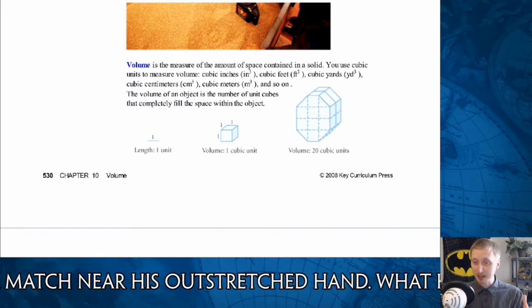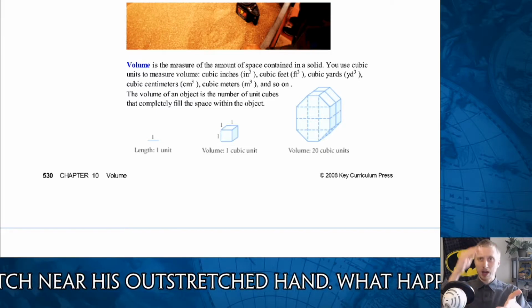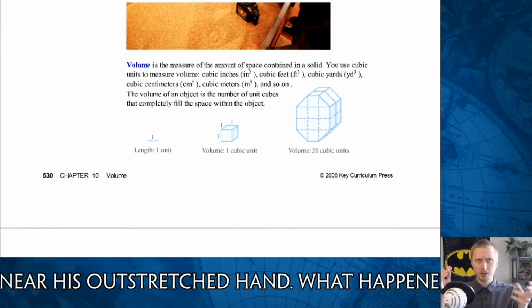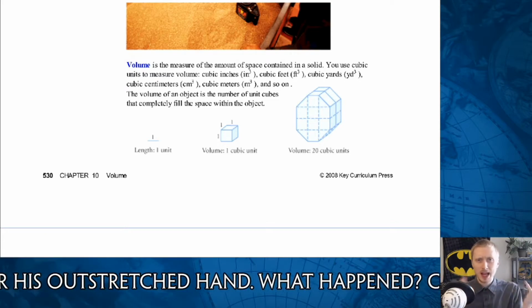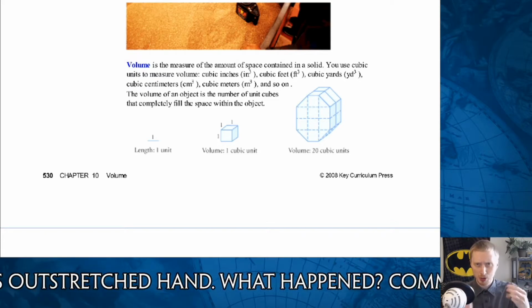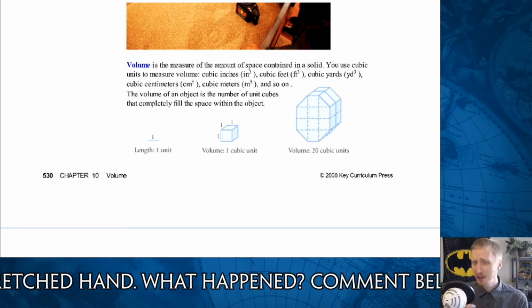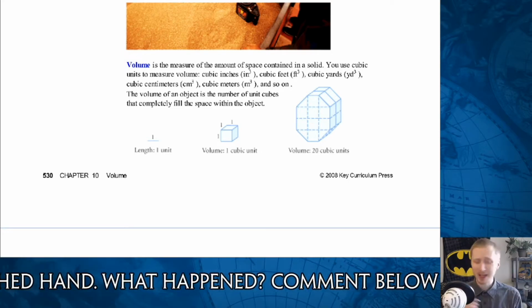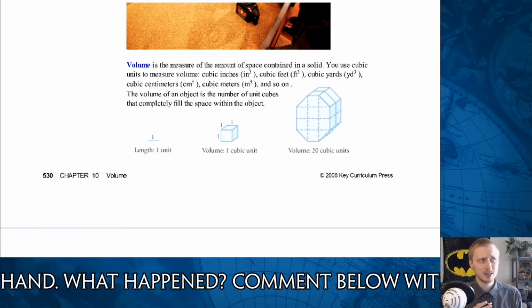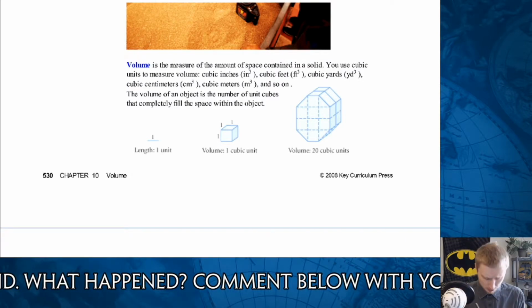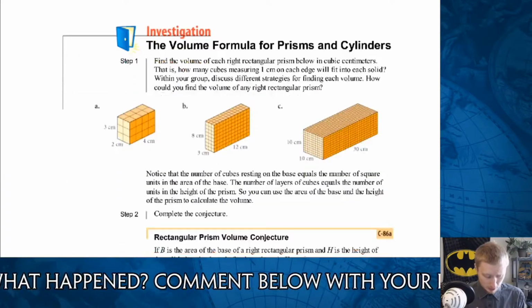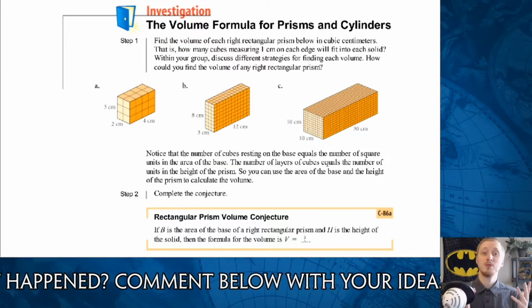Three-dimensional measure of space. Length, width, height, depth, thickness. Any word you want to use, you're going to need three words now. Dimensions. So all of that stuff about area is going to carry forward, and it's the same concept. It's just one more dimension. Okay. Take a look at the volume formula.